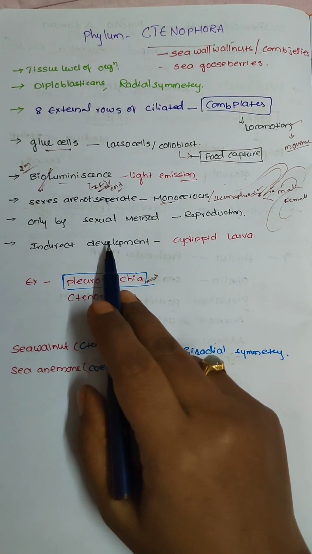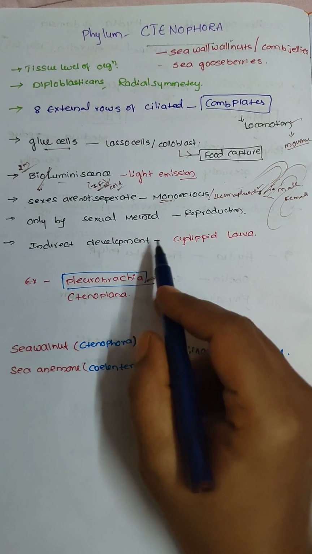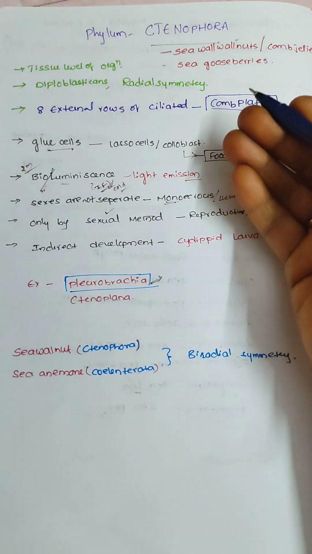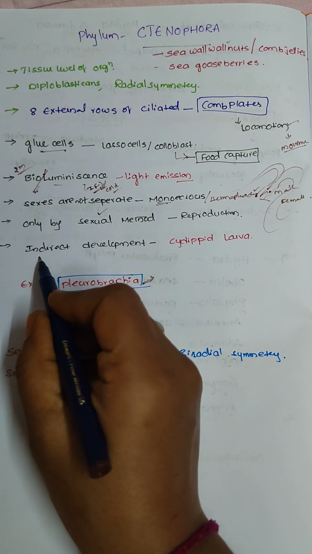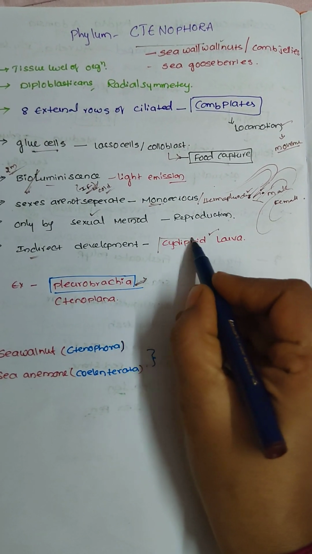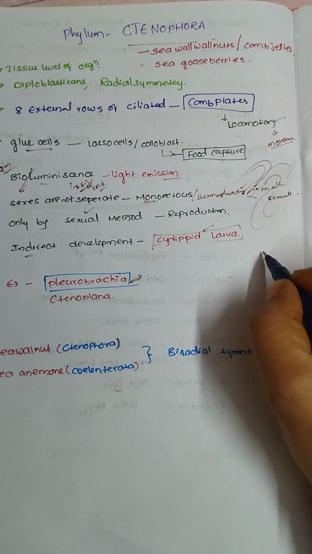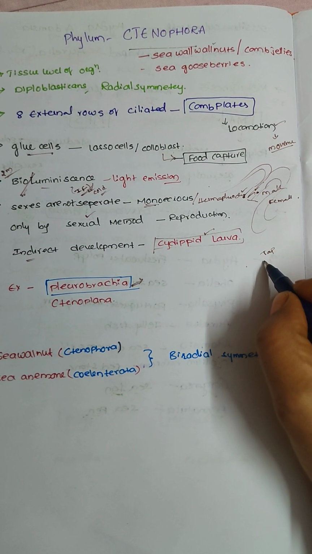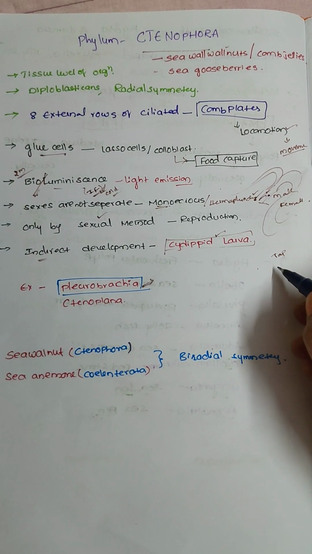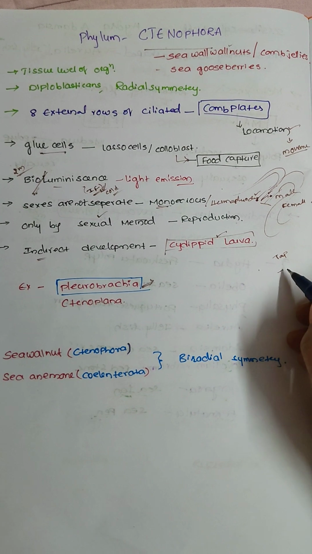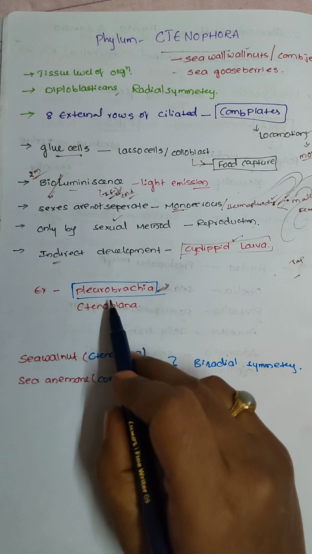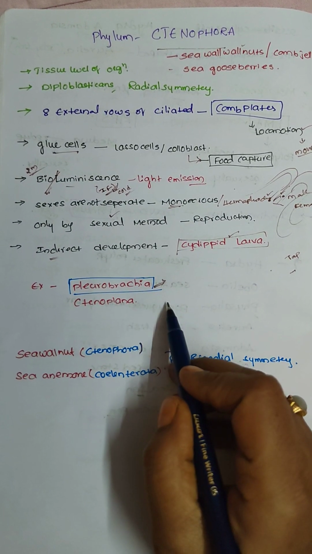Reproduction is done only by the sexual method, and indirect development occurs in the Ctenophora. Indirect development means a larva is present. The larva is the cydippid larva. Remember the larvae: in the Porifera, amphiblastula larva is there; in the Cnidaria or Coelenterata, we have planula; here, cydippid larva. The example organisms are Pleurobrachia and Ctenoplana.